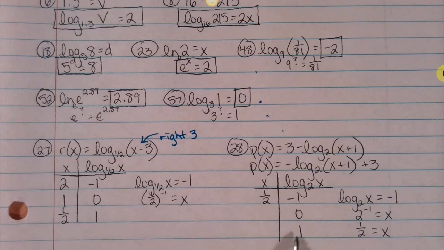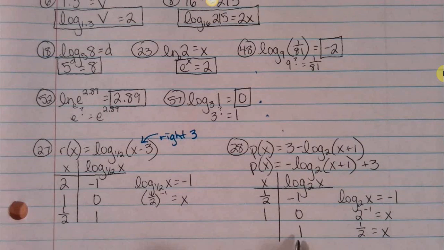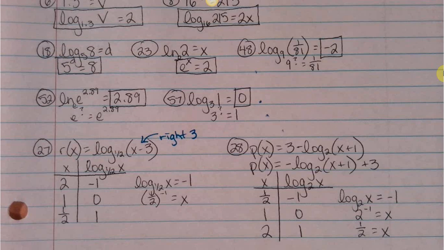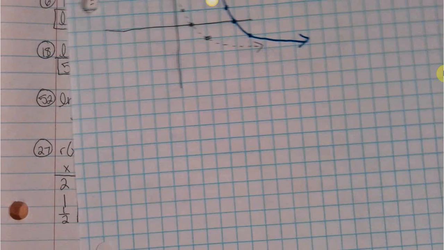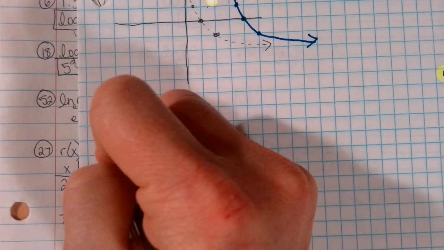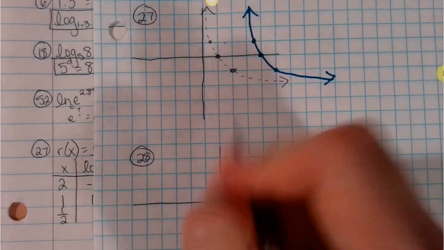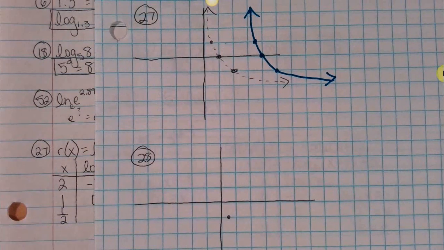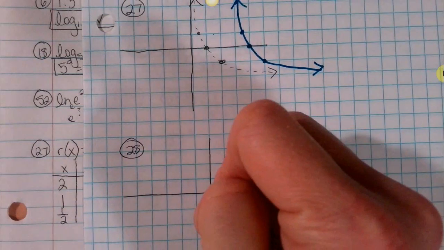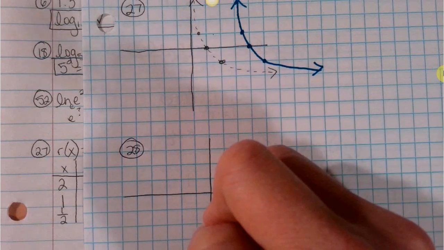And then the same with these other two. When y is equal to 0, that's the same as evaluating 2 to the 0, which is 1. And when y is equal to 1, that's the same as evaluating 2 to the first, which is 2. So I'm going to start by plotting those 3 points. So we had 1/2, -1, 1, 0, and 2, 1. So here's what the graph of log base 2 of x would look like.